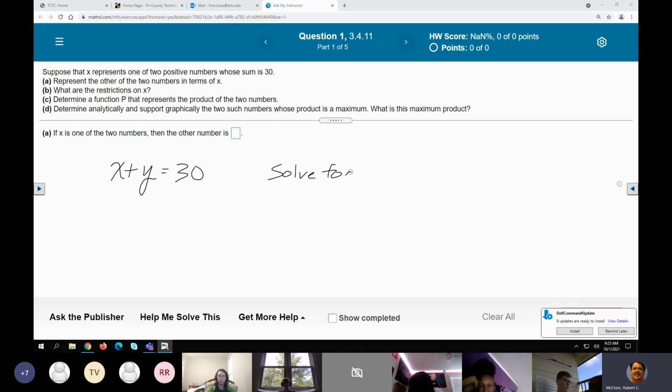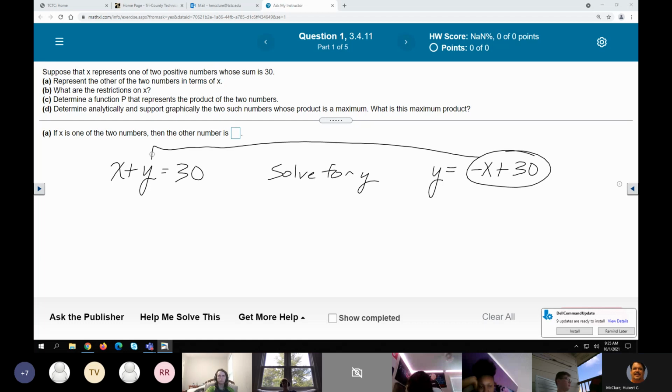Solve for y. And that's going to give you y is equal to -x plus 30. And now you can put that in here when you're doing x times that. X times y is going to be equal to x times -x plus 30.